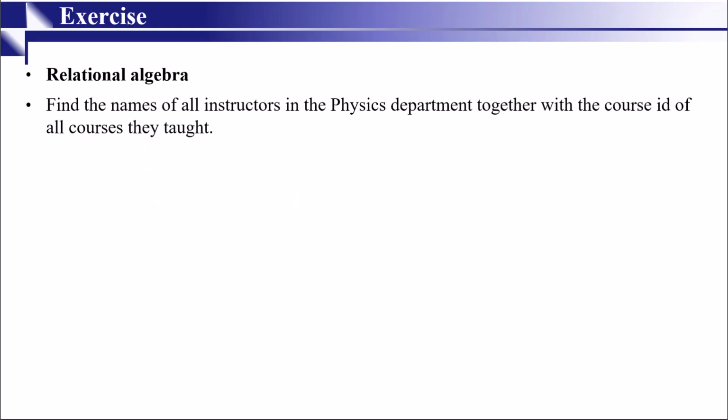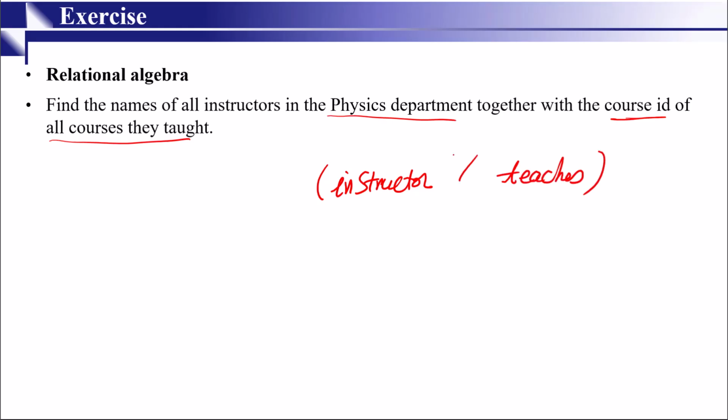Find the name of all instructors in physics department together with course ID of all courses they taught, right? So in here, I need to go for two tables, right? I need to go for the instructor table and also the teaches table. So in this way, I must do a Cartesian product. Then I will apply selection and I will say department name is equal to physics.